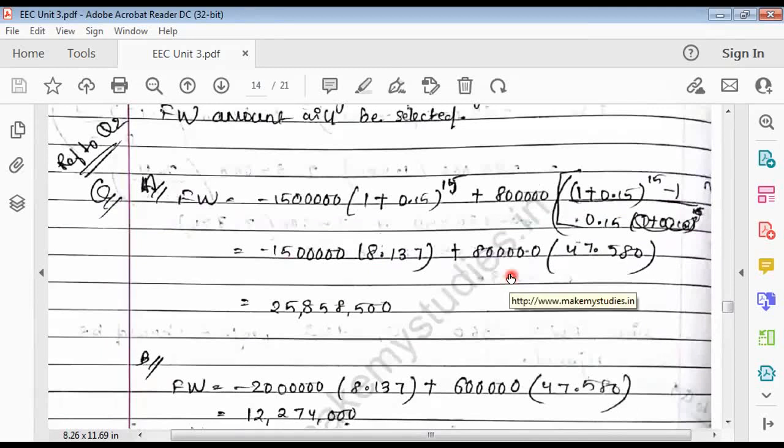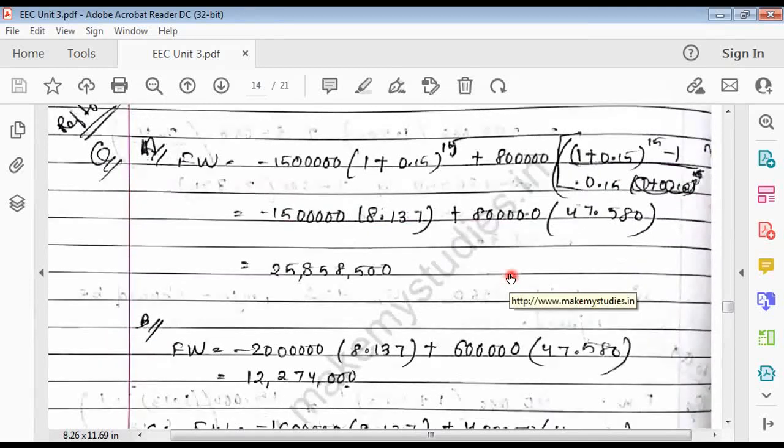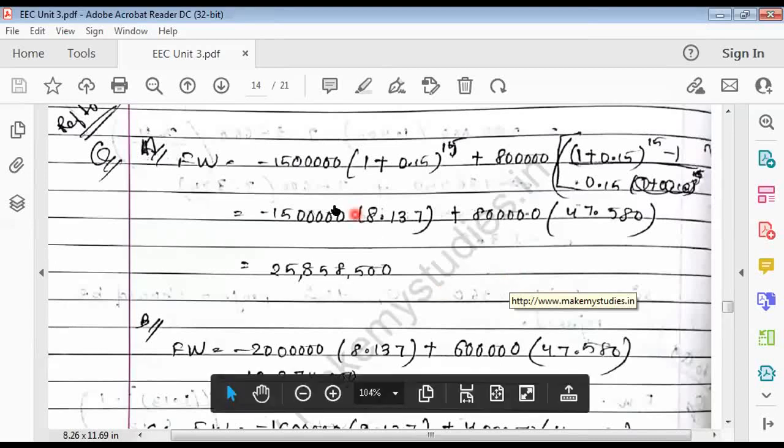Okay, so look at the solution. 15 lakh rupees initial cost for A. And what you need to do, because once we decided that this is a revenue dominated case, we need to find out FW for each, for A, for B, and for C. And we'll see which one is having the maximum value of FW.